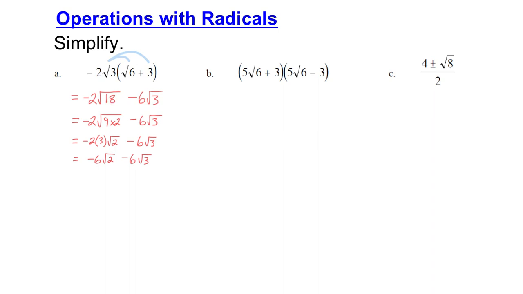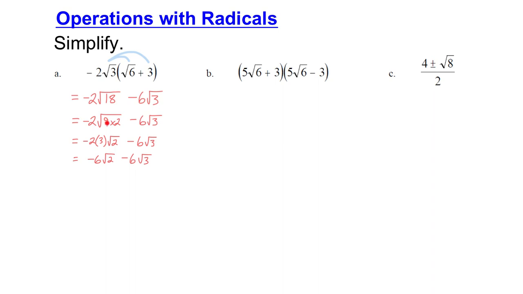Look for those perfect squares as factors of the number. Remember, perfect squares are 1 squared, 2 squared, 3 squared, 4 squared, etc. 1 squared is 1, 2 squared is 4, 3 squared is 9, 4 squared is 16, etc.